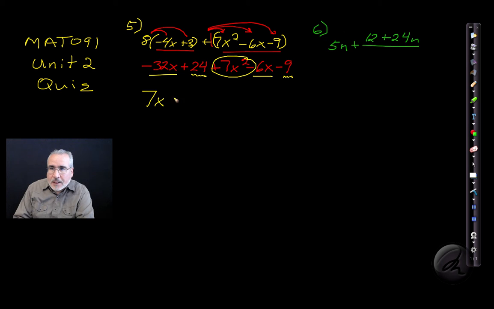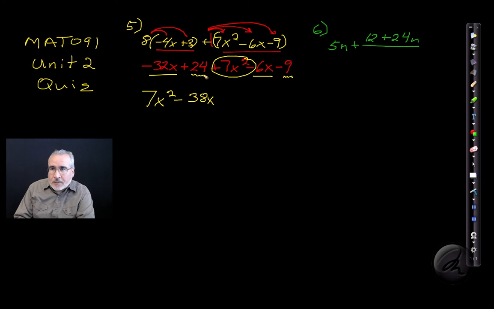7x squared. Next we'll list the result of the x values. A negative 32 and a negative 6. We add, and they're the same sign, so we add 32 plus 6, which is going to give us 38x, and since they're both negative, we got more negatives, so it's still negative.